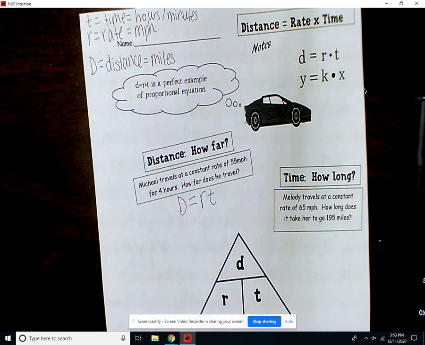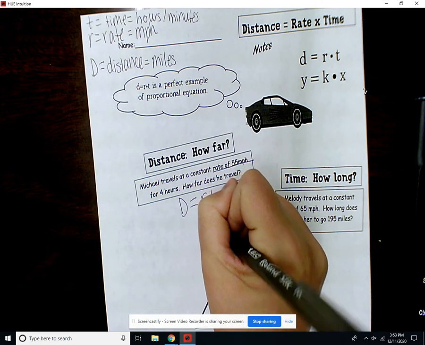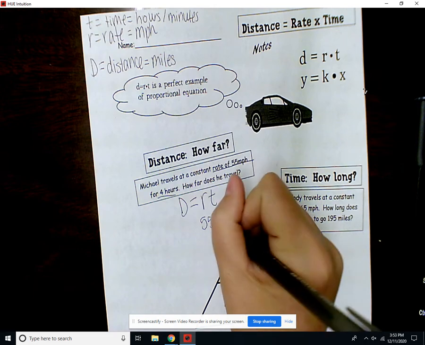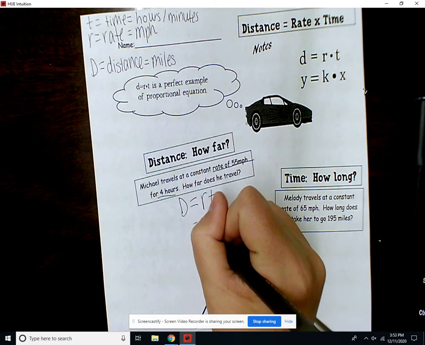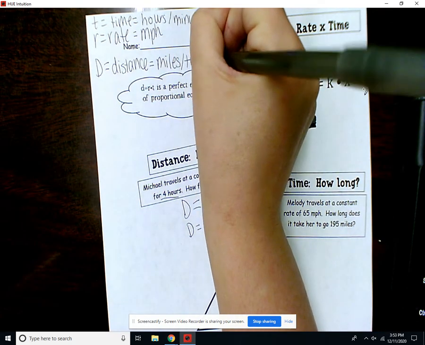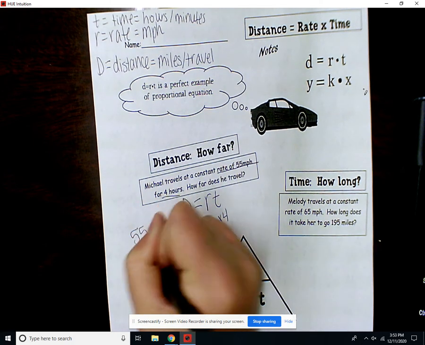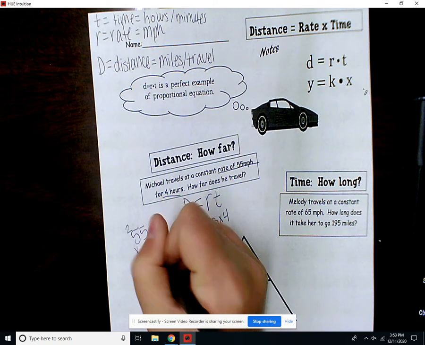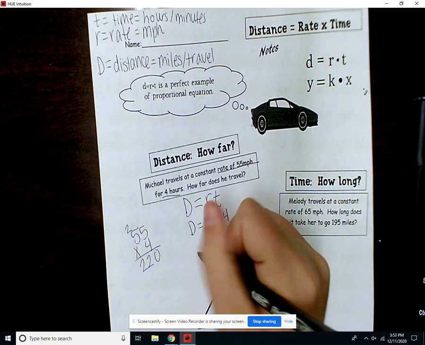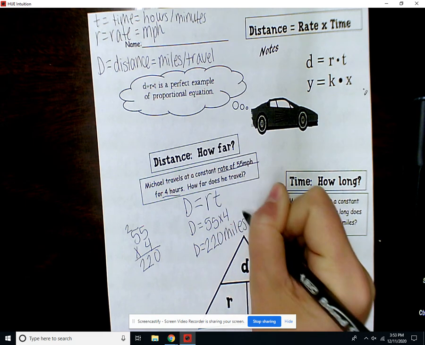So Michael travels at a constant rate of 55 miles per hour for 4 hours. How far does he travel? So constant rate is going to be 55, so that's our R. 4 hours is our T, so that's going to be our time. So that means we are looking for D. If the question says travel, that's going to be our distance. How far does he travel? So we're going to multiply 55 times 4. And so we get D is equal to 220 miles.